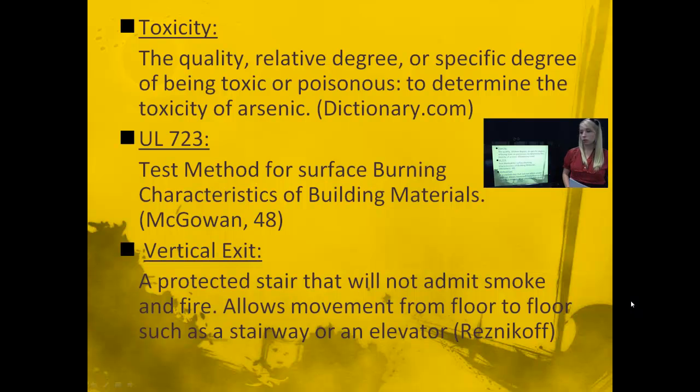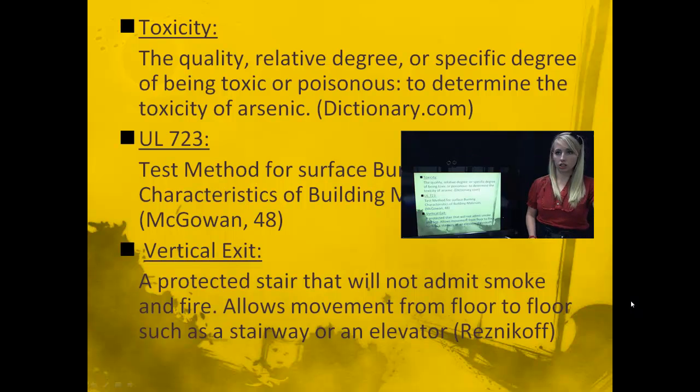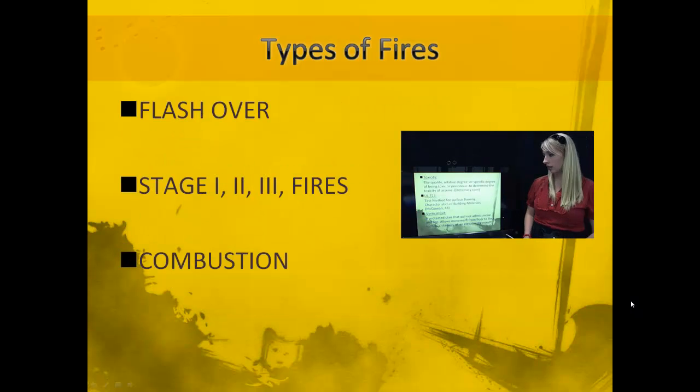And the next one is UL 723, and it's a test method for surface burning characteristics of building materials. The next one is vertical exit, and it's a protected stair that will not emit smoke and fire, allows movement from floor to floor, such as a stairway or an elevator. So just remember a vertical exit is either an elevator coming down or a stair.